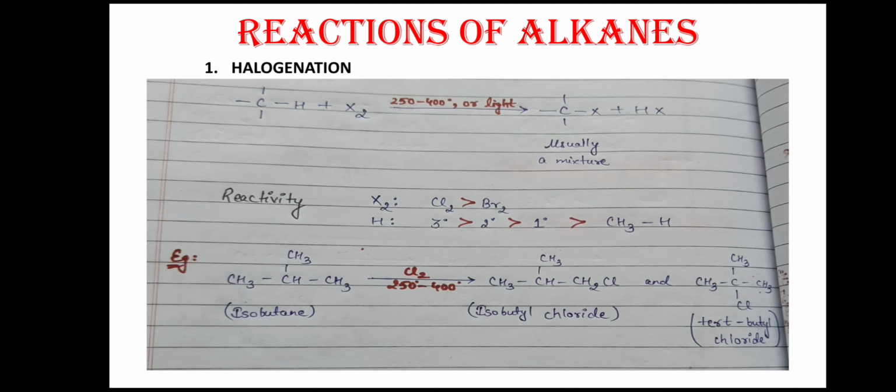And now some reactions of alkanes. First is halogenation. When we react any alkane with any halogen, we will get the alkyl halide and acid. The reactivity order of the alkane is tertiary is highest, after that is secondary, and last is the primary. For example, we have taken isobutane and we heat it in the presence of chlorine, and what do we get? Isobutyl chloride or tertiary butyl chloride.